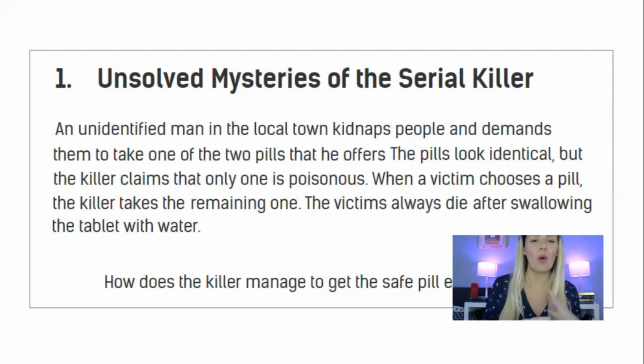And basically, look, we've got unsolved mysteries of the serial killer. We've got a story about an unidentified man in the local town who kidnaps people and demands them to take one of two pills. So the student can read aloud again. And remember, usually when they are reading aloud, they don't pay attention to the context. This is normal. So you might ask the student to read once aloud and then once by himself, or maybe the student wants to read twice: once just focusing on pronunciation, the second time focusing on context.